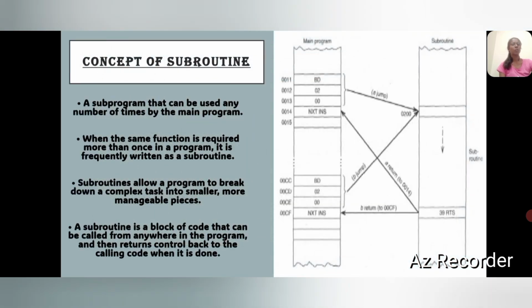Well, first coming to the concept of subroutine. A subprogram that can be used any number of times by the main program. When the same function is required more than once in a program, it is frequently written as a subroutine. As you can see in the diagram, the subroutine allows a program to break down the complete task into smaller, more manageable pieces. A subroutine is a block of code that can be called from anywhere in the program and then returns control back to the calling code when it is done.